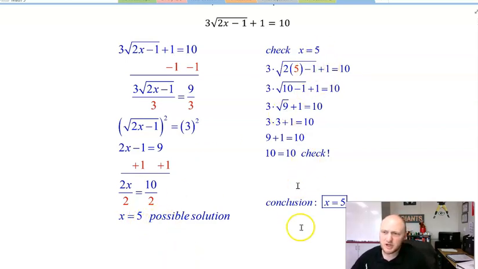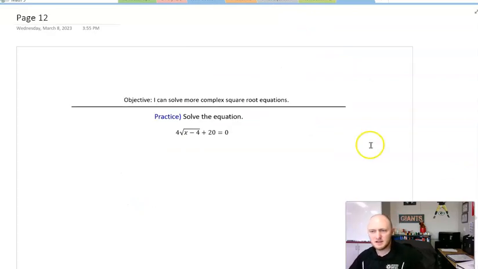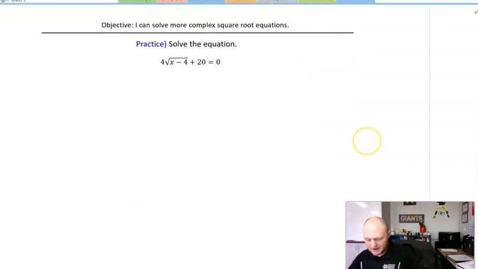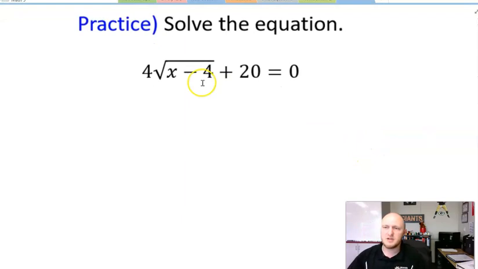You check it, you plug it into the left side. 2 times 5 is 10, take away 1 is 9, square root of 9 is 3, so 3 times 3 gives us 9, plus 1, 10. That equals the right side. Hooray! We did it. Here is another practice one. So again, pause me, try this example, especially if you got that last one wrong. Try this one, fix your errors, and I'll show you the answers in a second.